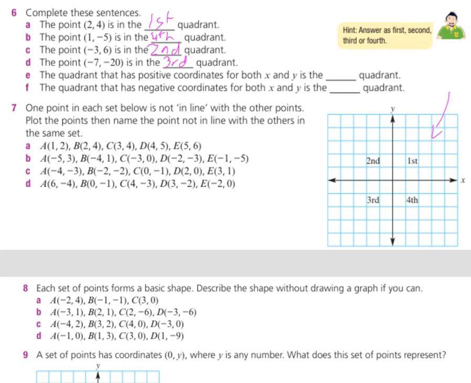All right, the quadrant that has positive for both is first, as we could see up here. It's 2 and 4, first for both. And negative we just looked at, it's in the third, just like for question D there. Third. One point in each set below is not in line with the other points. Plot the points and then name the point that is not in line. Okay.